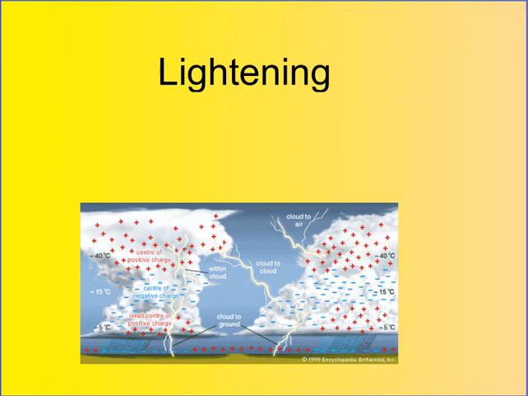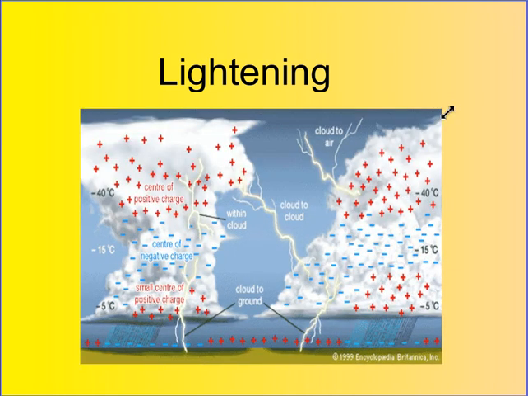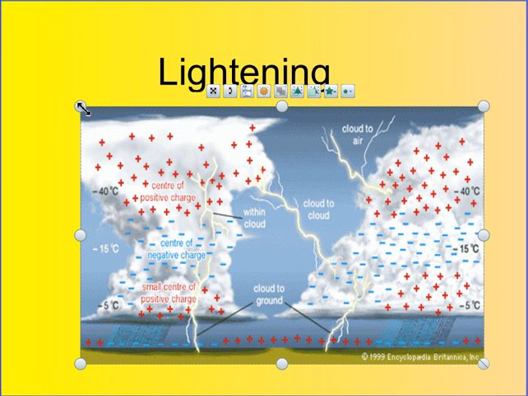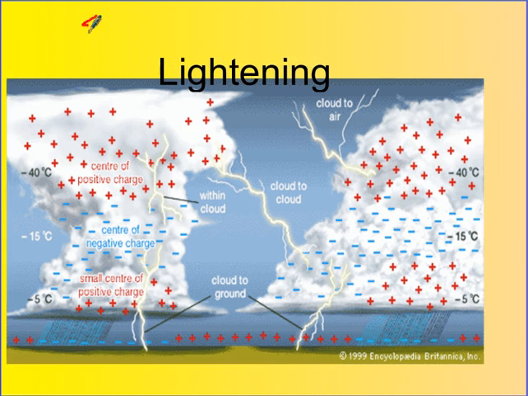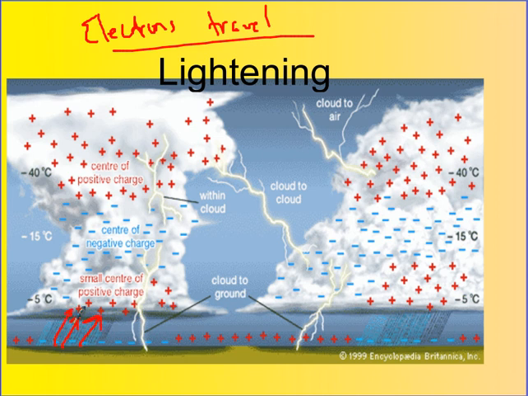Lightning is fascinating, and we always have an argument about whether lightning goes from the clouds to the ground or ground to the clouds, and the answer is yes. Remember, it is the electrons that travel. So if the ground is very negative and the bottom of the cloud is very positive, then the electrons will flow up in lightning.